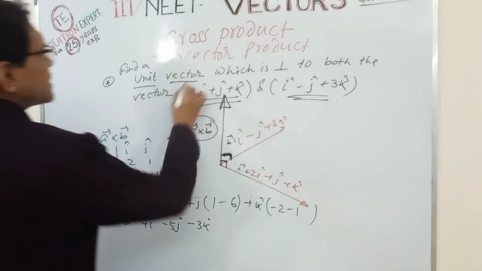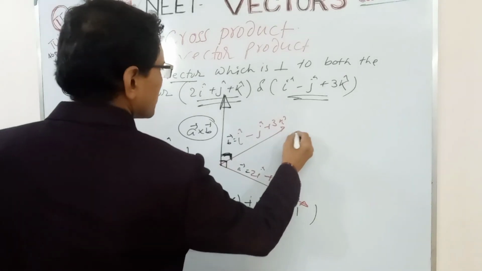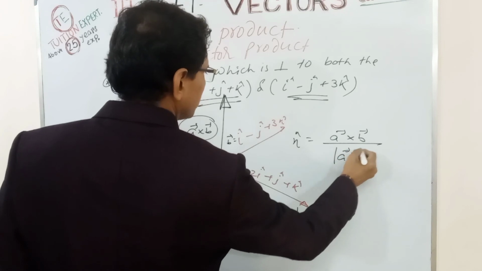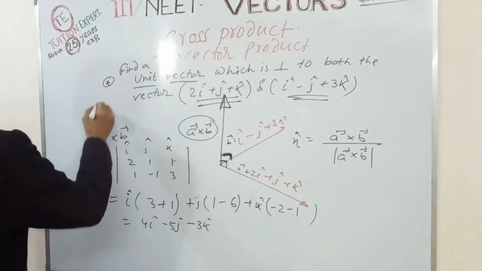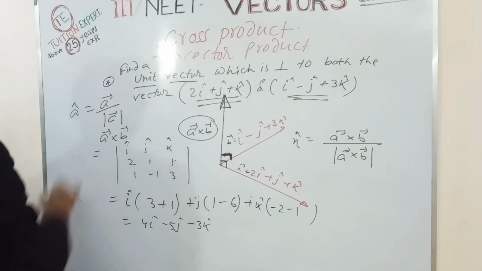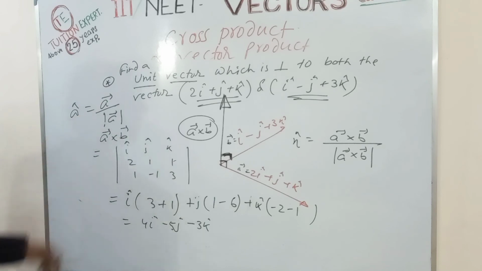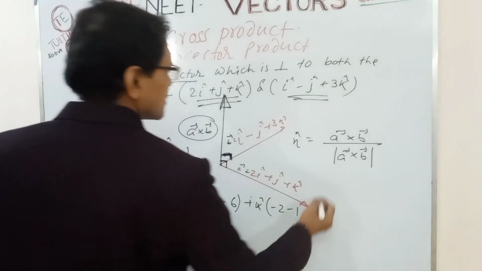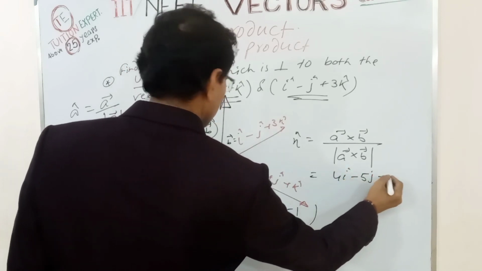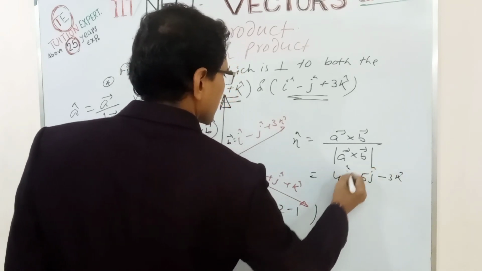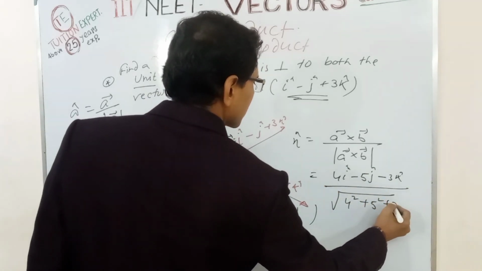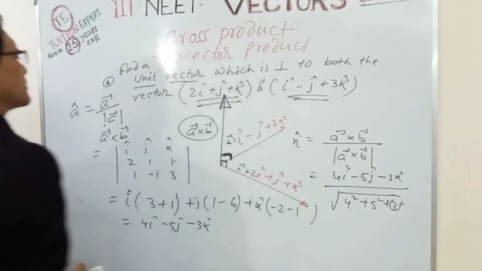You have to find the unit vector. Unit vector means vector divided by its magnitude. We know unit vector equals vector divided by its magnitude, so the vector divided by its magnitude. This is the result.